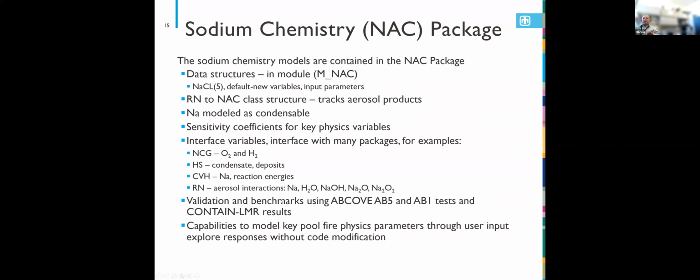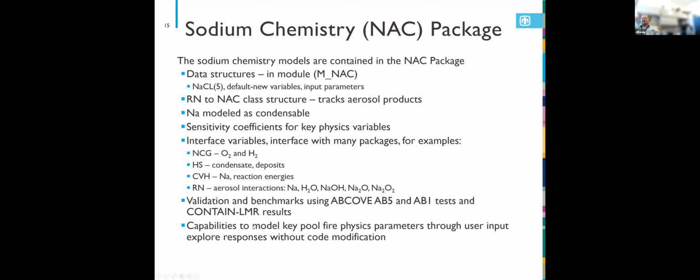in validating the model. APCO AB5 is the upward spray experiments done by the Hanford Engineering Development Laboratory in the 80s, I believe. AB1 is a pool test, and then of course we compared to CONTAIN-LMR results, since we implemented the model from CONTAIN-LMR. And then here, we're looking at the improvement of the pool fire.